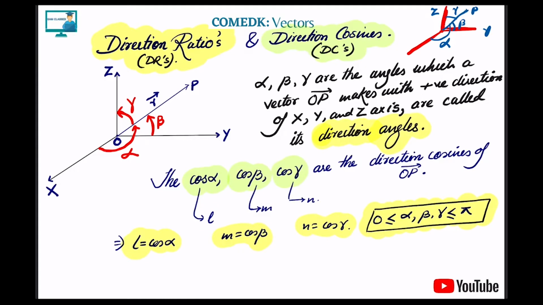So very simple. Whenever we have a vector, this vector is making some angle, let's say alpha with the x-axis, beta with the y-axis, and gamma with the z-axis. The cosines of these angles are the direction cosines.